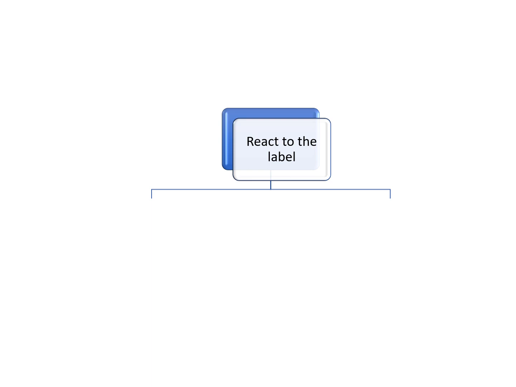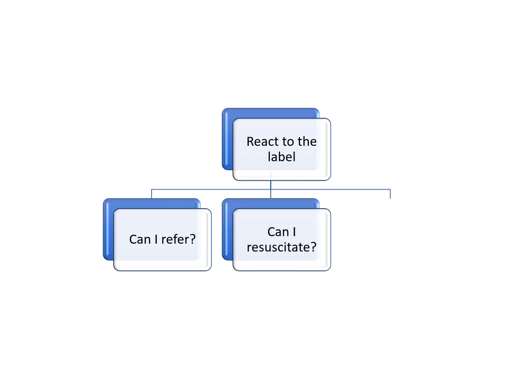So, what I want you to do when you say this patient is sick, this patient is unwell, is you should react to that label that you've put on them. The first thing is, can I refer the patient? Can I get the patient to a higher level of care? The second question you should ask is, can I resuscitate before we go to theatre or before we transfer the patient? Both a transfer and a trip to theatre, whichever one you choose, are physiologically demanding procedures. And so patients will decompensate on a transfer, they will decompensate in theatre. So you need to optimize if you can.